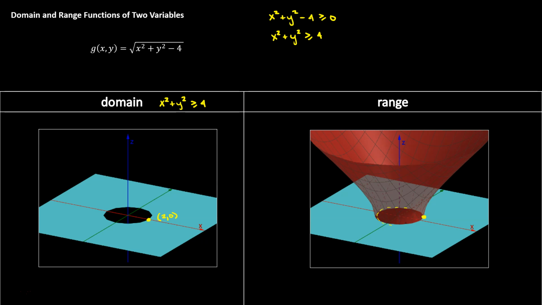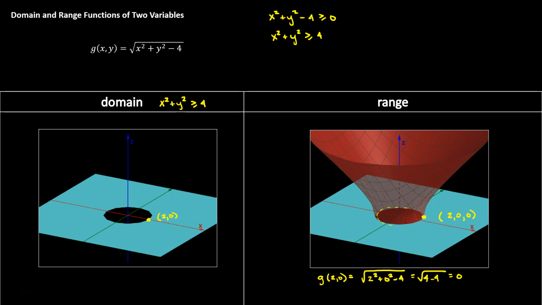Plugging that into our function, g of 2, 0, we get the square root of 0 squared plus 0 squared minus 4. Oh, just kidding. X needed to be 2. So we get 4 minus 4 inside of our square root with an output of 0. So the smallest value of z is at 0. That point on our surface looks like 2, 0, 0.